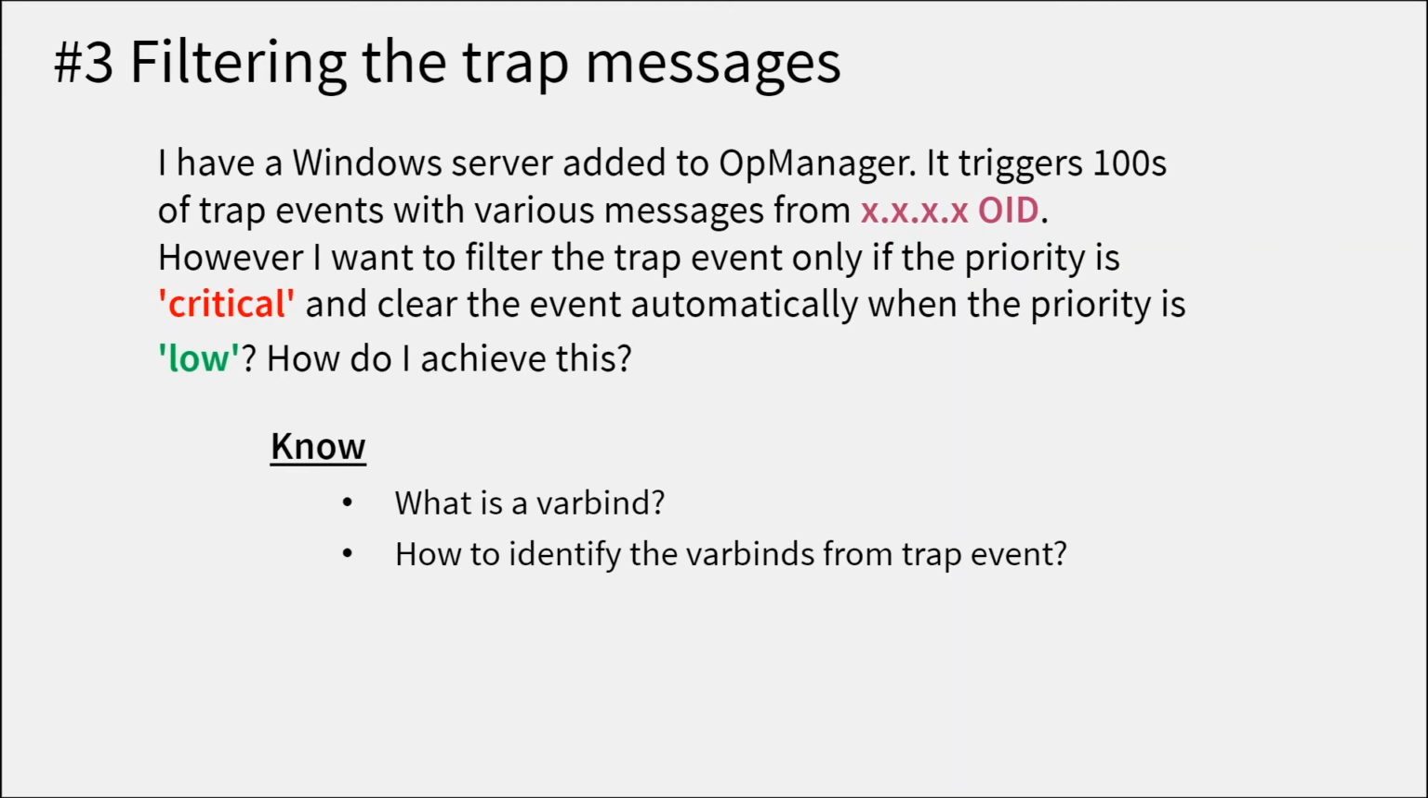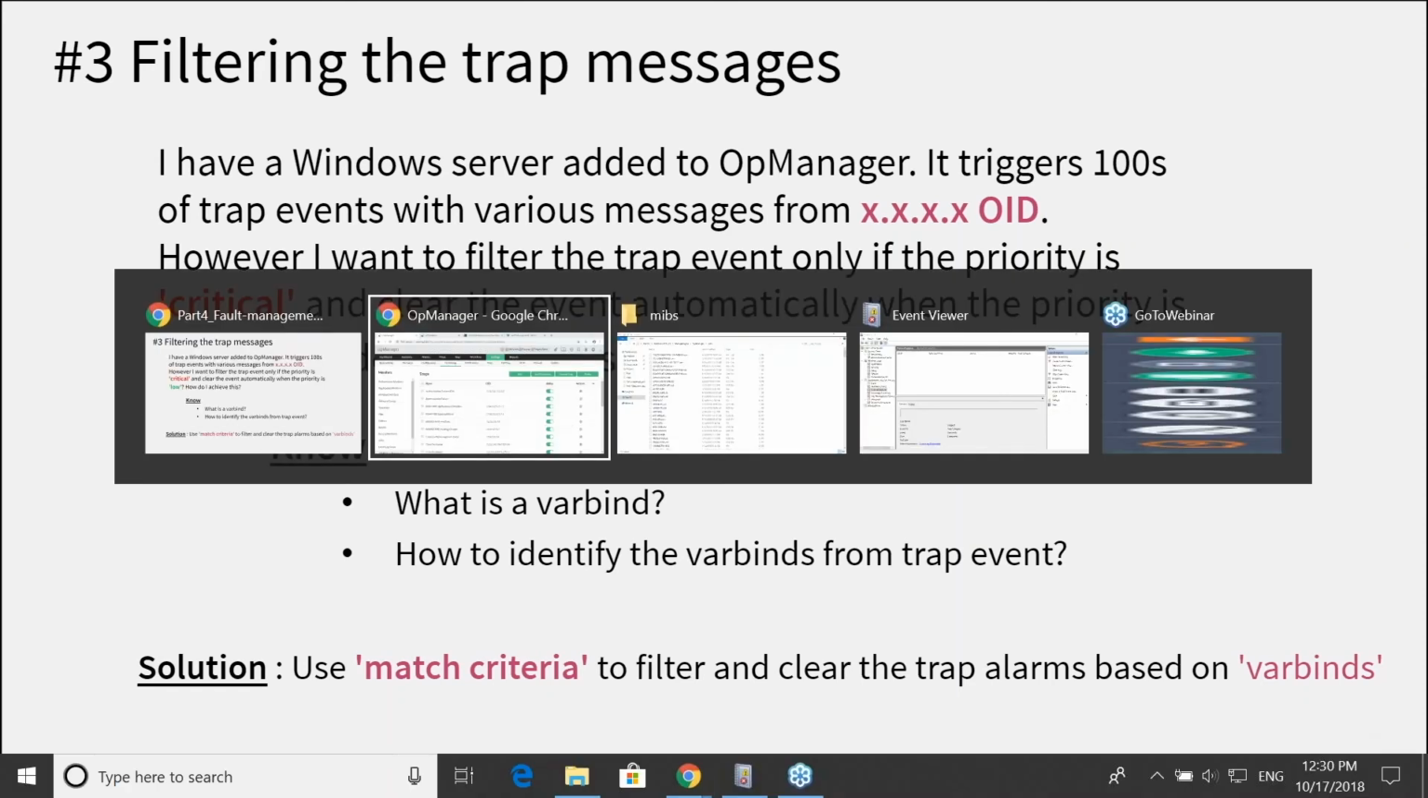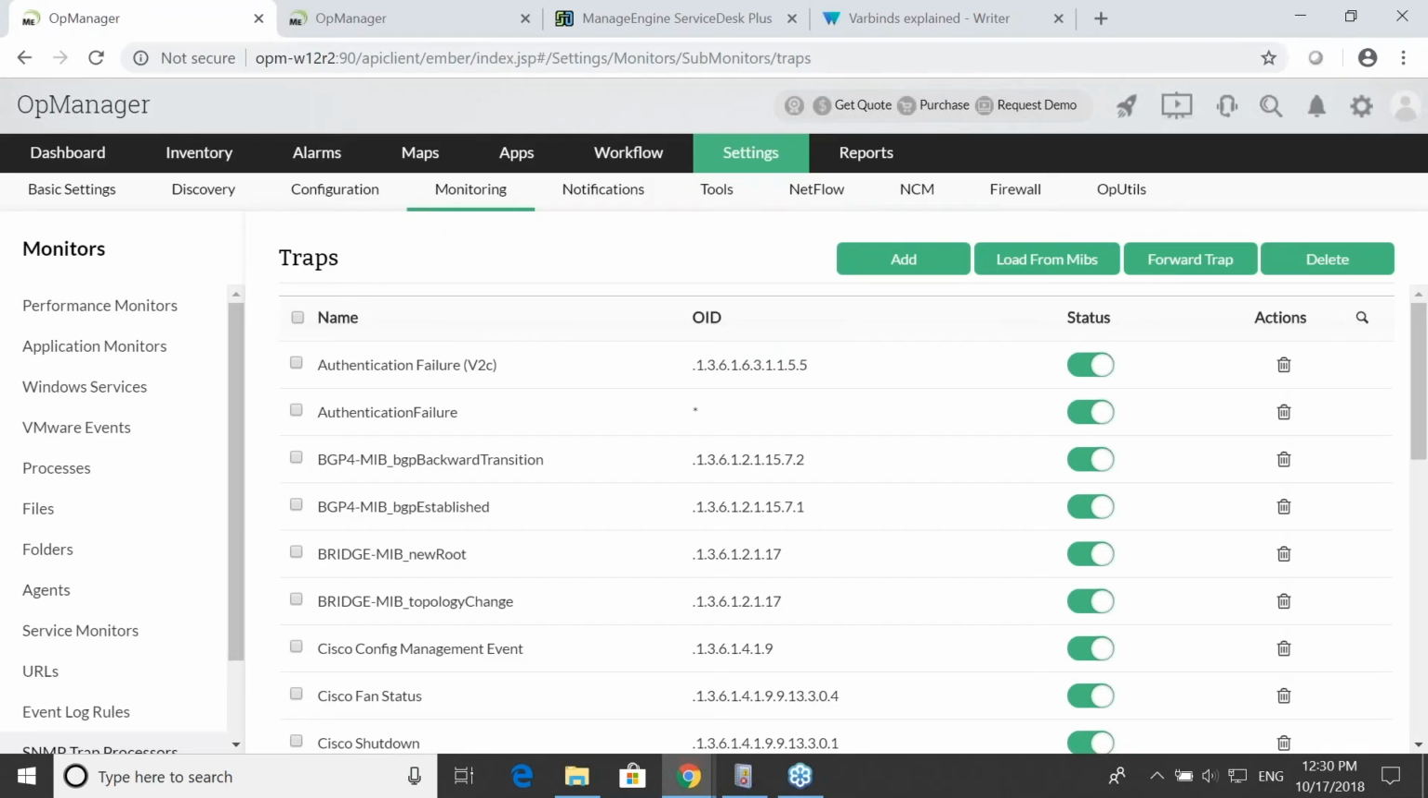So you need to filter that based on the varbinds. Varbinds are nothing but the variables of the trap messages, and how you identify the varbind, I will show as an example. And you're going to use match criteria in the respective trap rule to filter out the messages based on the varbinds. So I will show you an example.